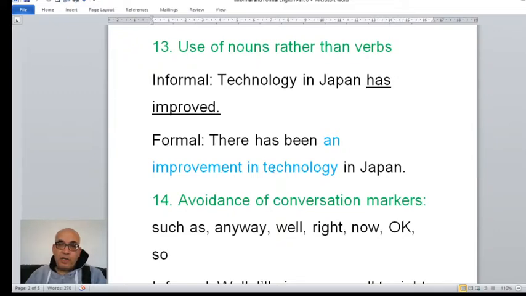So in formal English, we use nouns and they are better than verbs. It doesn't mean we don't use verbs in informal English. We use verbs in formal English. But if you have a choice between a verb and a noun, it is better to use nouns in formal English than to use verbs, as you see in this sentence.